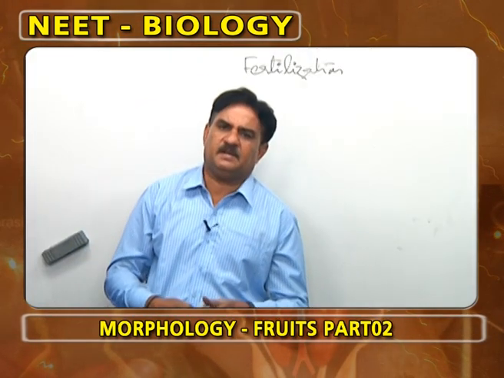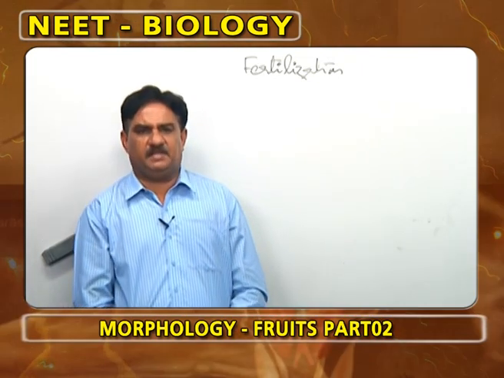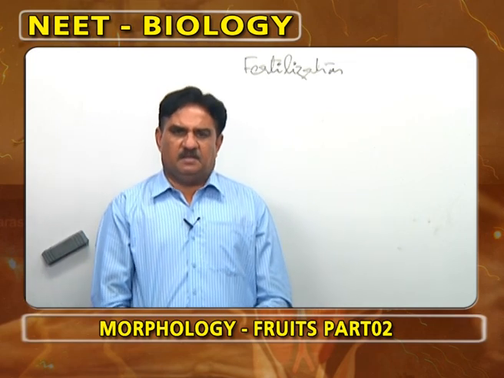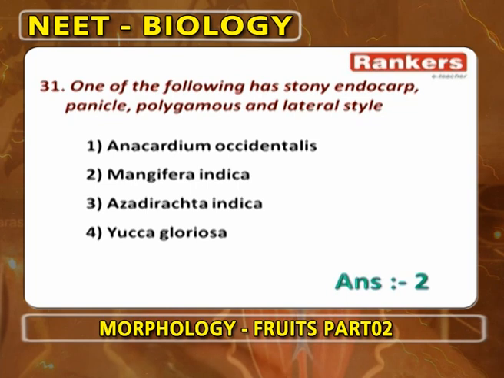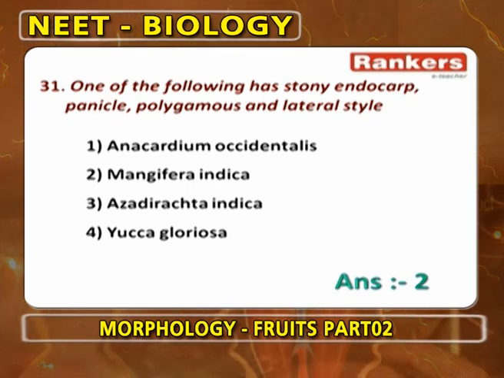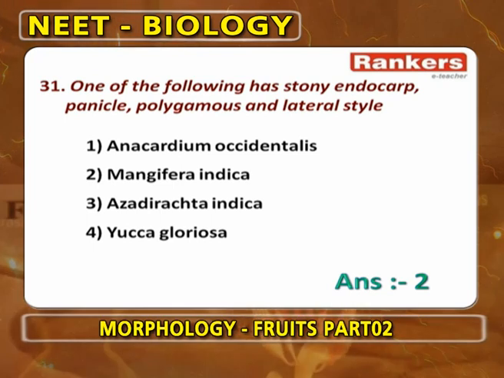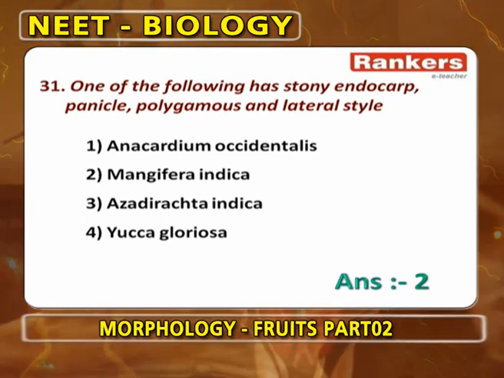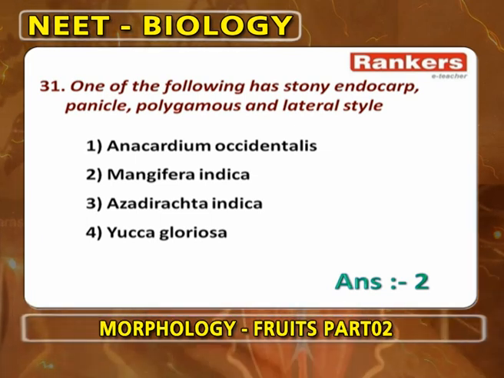In drupe, the outer epicarp is thin and leathery. The mesocarp is very juicy and fleshy. The endocarp is very hard. So, stony endocarp, panicle inflorescence, polygamous flowers and lateral styles are all found in Mangifera indica. In Anacardium occidentale, the true fruit and false fruit are edible. Why? Because the true fruit is a nut. The false fruit is the pedicel, which develops into a false fruit.